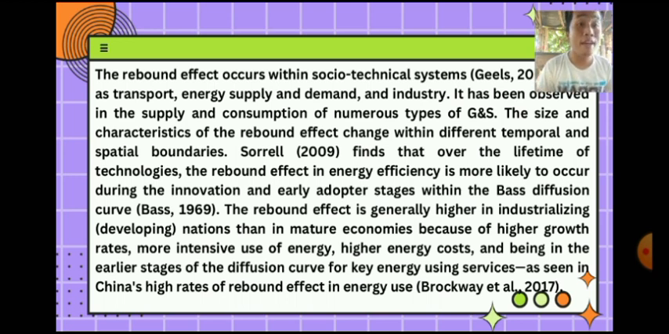The rebound effect is generally higher in industrializing or developing nations than in mature economies because of high growth rates, more intensive use of energy, high energy costs, and being in the earlier stage of the diffusion curve for key energy-using services, as seen in China's high rates of rebound effect in energy use.